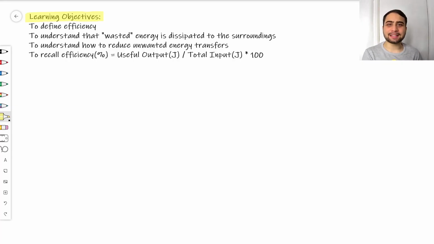My name is William and today we're going to be looking at efficiency. So we have a few learning objectives: to define what efficiency actually is, to be able to understand that wasted energy is dissipated into the surroundings, to be able to understand how to reduce unwanted transfers, and to understand that efficiency percentage is equal to useful output energy over total input multiplied by 100. So if you're ready, let's get right into it.